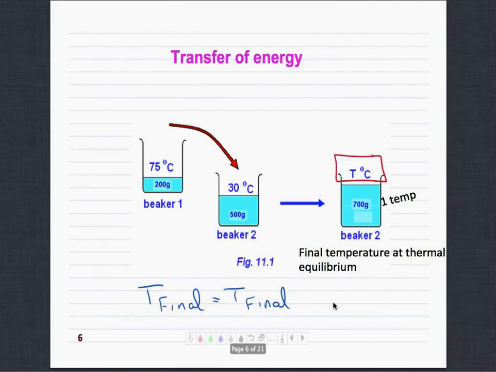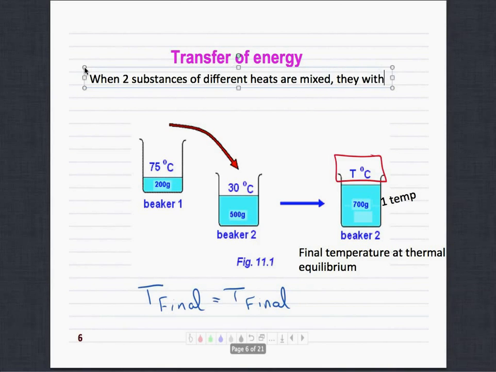Would this temperature be higher than 75? No. Very good. Would it be lower than 30? No. It's going to be something in between 75 and 30. And that brings us to the first law of thermodynamics: when we put two things together and one is hotter than the other, one is going to lose heat to the other, and they both equilibrate to a temperature between the two.